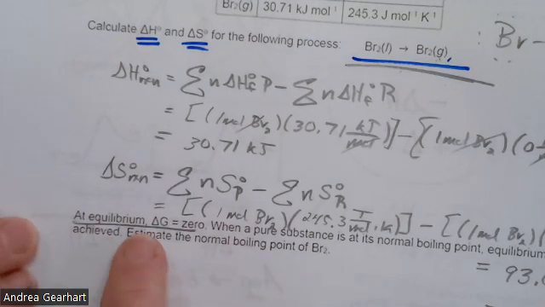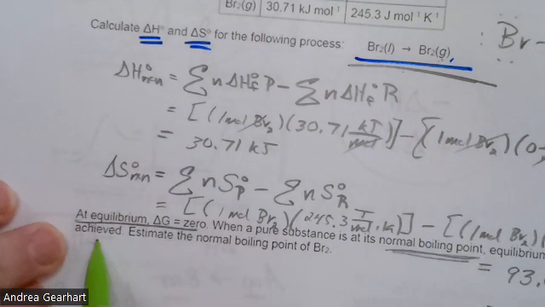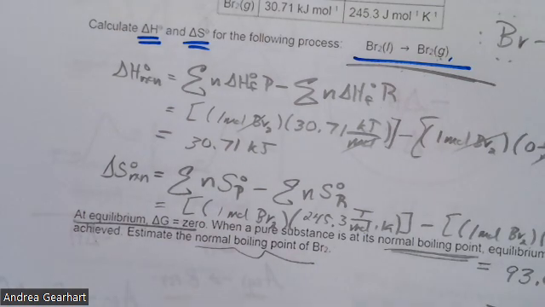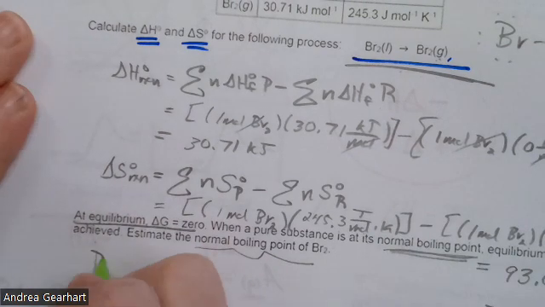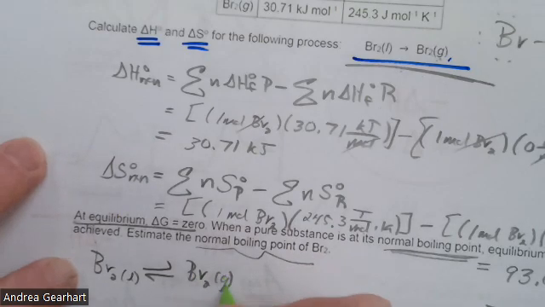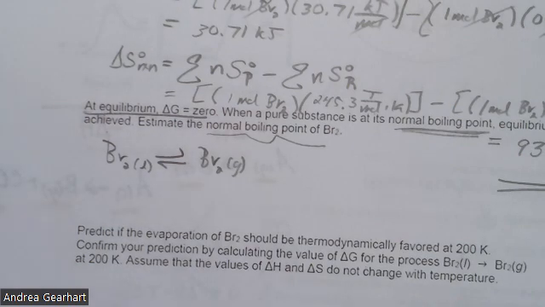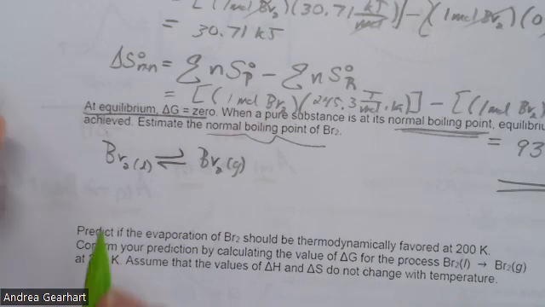All right. At equilibrium, delta G is 0. When a pure substance is at its normal boiling point, equilibrium is achieved. Estimate the normal boiling point of Br2. When a substance is boiling, not just average vaporization, it's an equilibrium where you're both vaporizing and condensing. You only know the direction if you know if heat is being invested or being released.